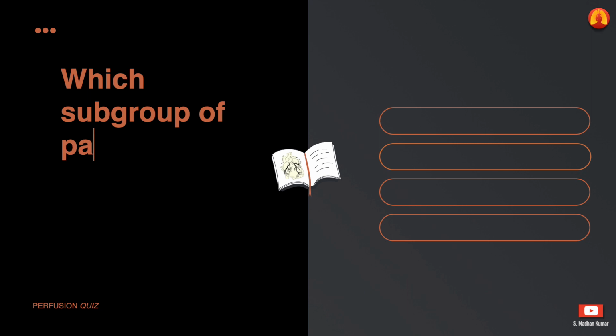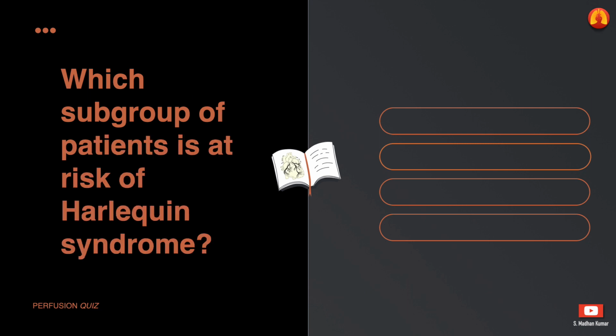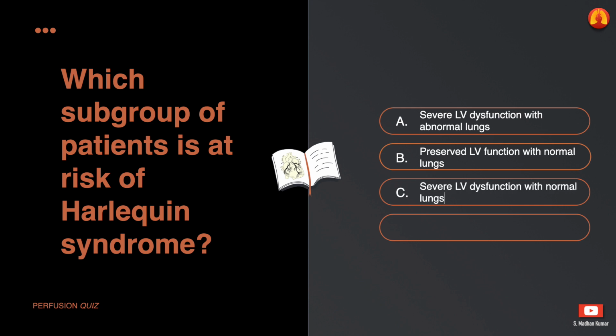Which subgroup of patients is at risk of Harlequin syndrome? A. Severe LV dysfunction with abnormal lungs. B. Preserved LV function with normal lungs. C. Severe LV dysfunction with normal lungs. D. Preserved LV function with abnormal lungs. The correct answer is, preserved LV function with abnormal lungs.